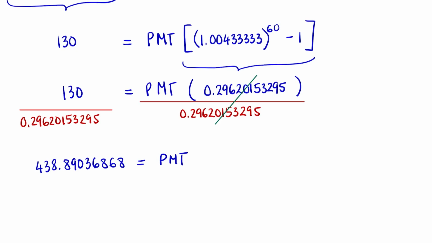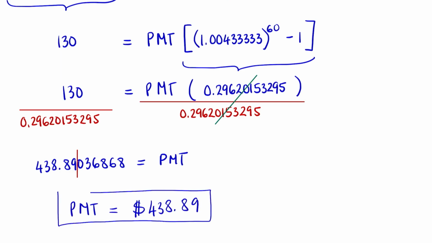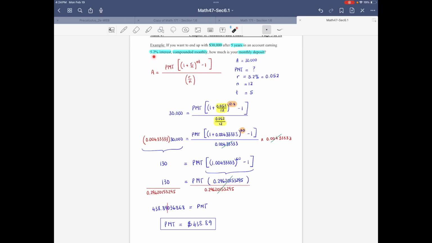The question does not give me any rounding instruction, but we're working with dollars, so we round it to two decimal places. This digit is 0, so I round down to $438.89. If my account is earning 5.2% interest compounded monthly, and I want to have the account for 5 years, and I want $30,000 after 5 years, then each month I need to deposit $438.89 into the account.